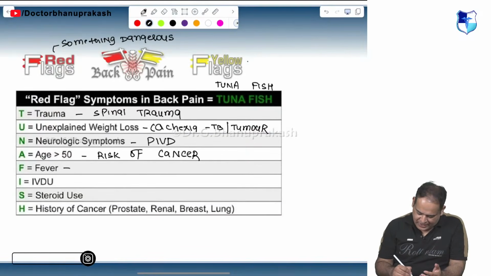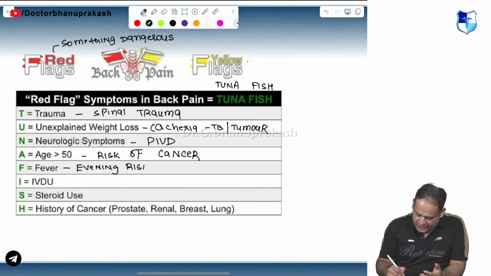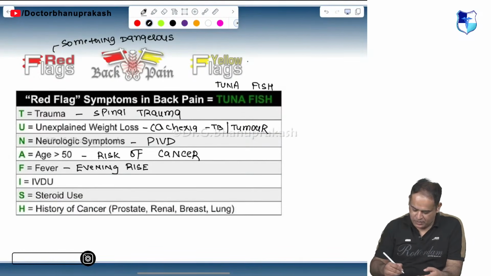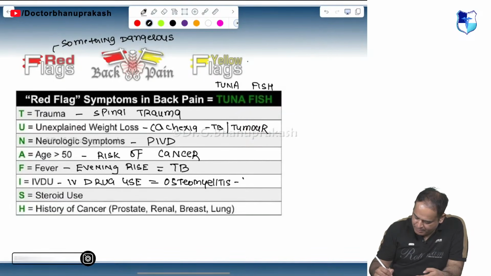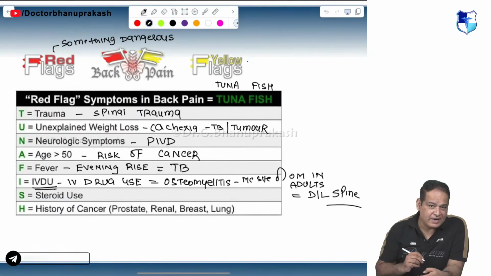Then if your patient has fever and especially evening rise of fever, this could be due to tuberculosis. IVDU means intravenous drug use. Back pain could be due to osteomyelitis. Remember, most common site of osteomyelitis in adults again is dorsolumbar spine, and it is very common in drug addicts.